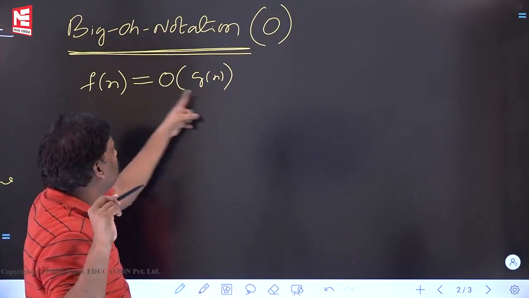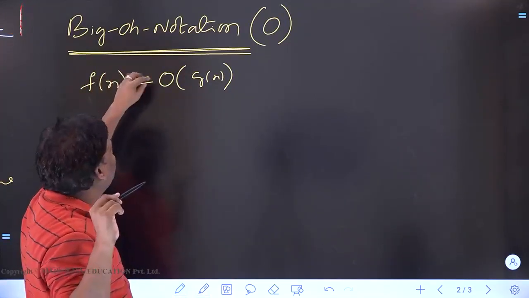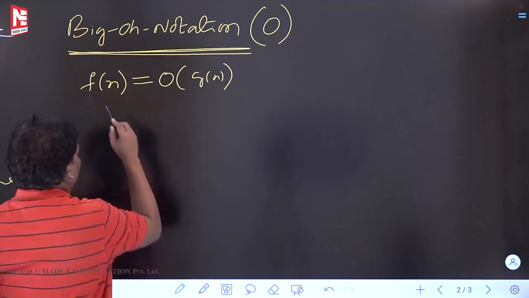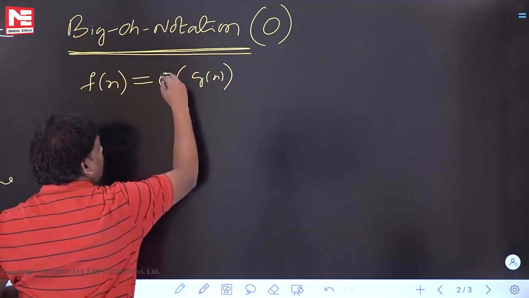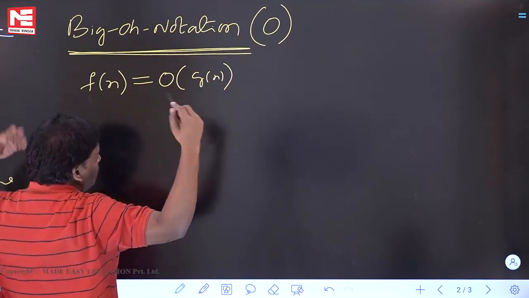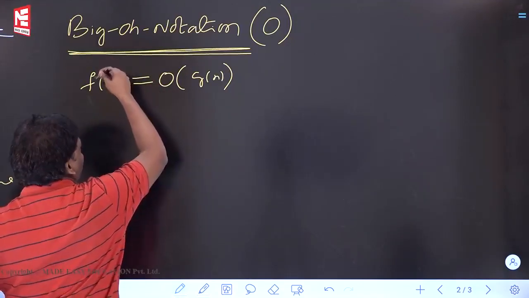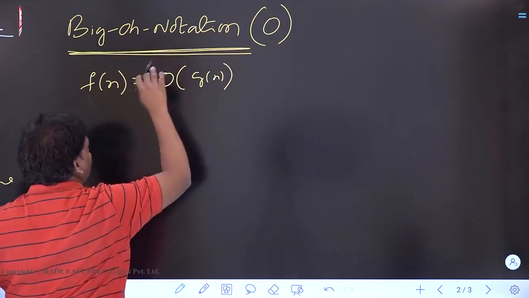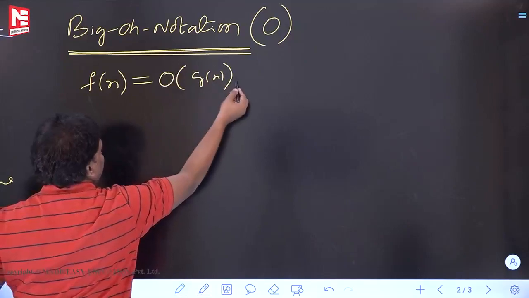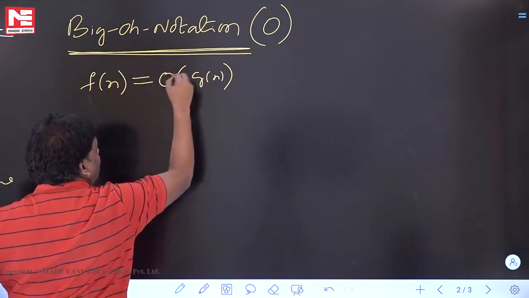If you want to say f of n equals big O of g of n, another way of saying it is f of n is order of g of n. Both are the same. I am repeating once again: I have two functions, f of n and g of n. Now I want to say f of n is big O of g of n, or f of n is order of g of n.